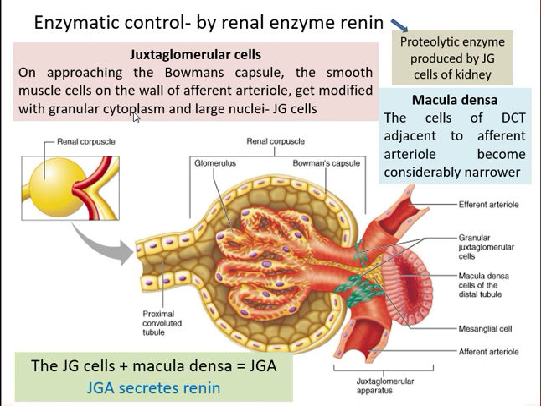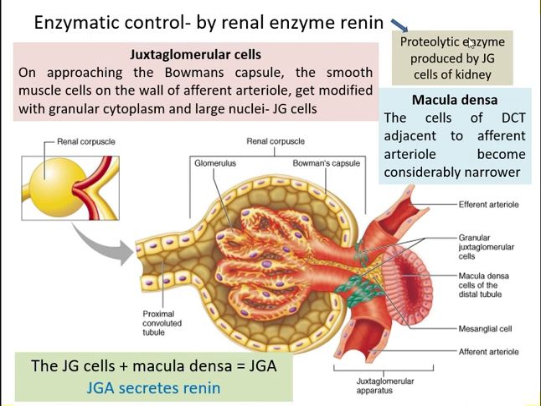So this mechanism is abbreviated as RAAS, that is renin, angiotensin, aldosterone system. So these are the main components involved: renin, angiotensin and aldosterone. We will take each one of them. So first is renin. Renin is a proteolytic enzyme. That is why it is included under the enzymatic control of kidney function.